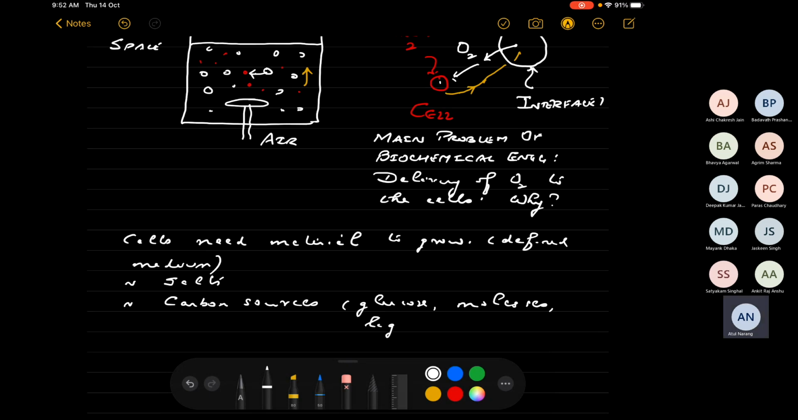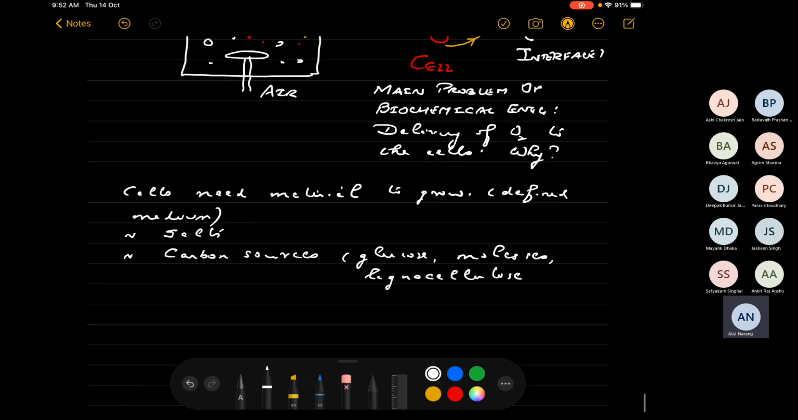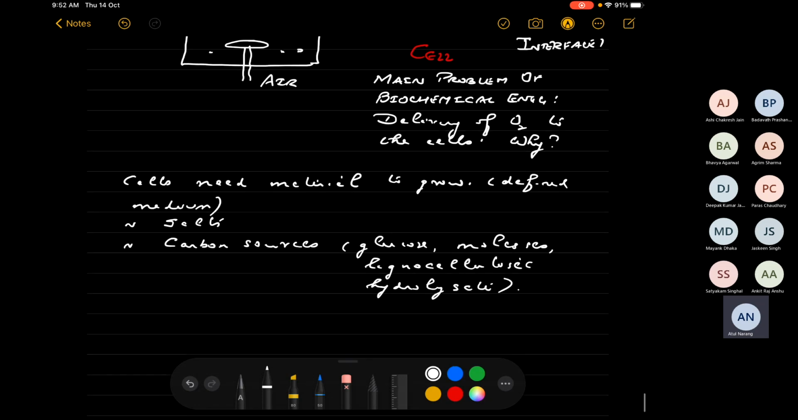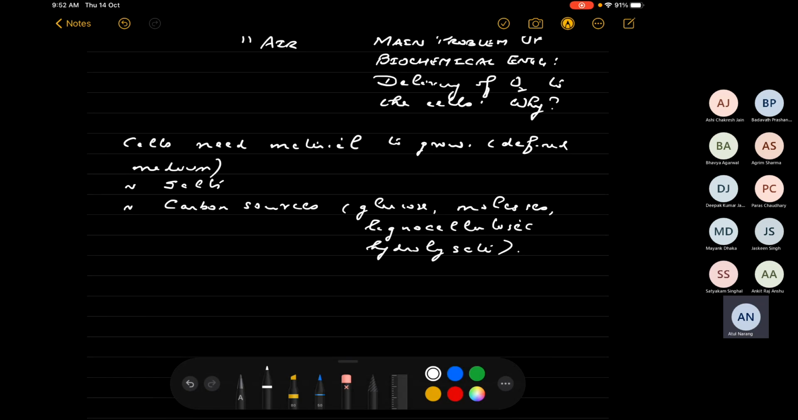It may be hydrolysates of lignocellulose, which is the big deal for renewable energy production, renewable biofuel production. So lignocellulosic hydrolysates. This is the stuff you get after you hydrolyze waste crops or paper or municipal waste. And maybe in some very heavy duty processes like recombinant proteins, you may even need to add stuff like vitamins. Now all this stuff is highly soluble.